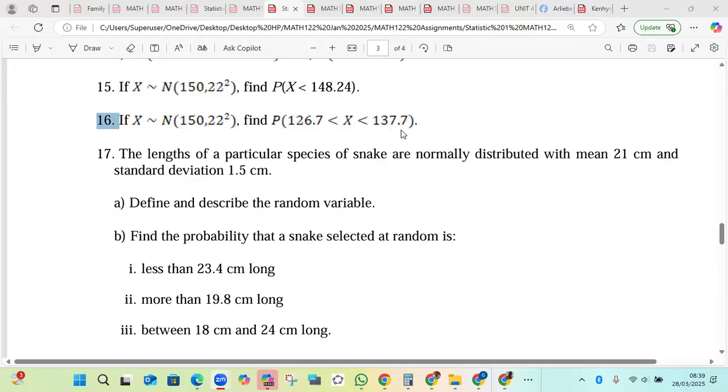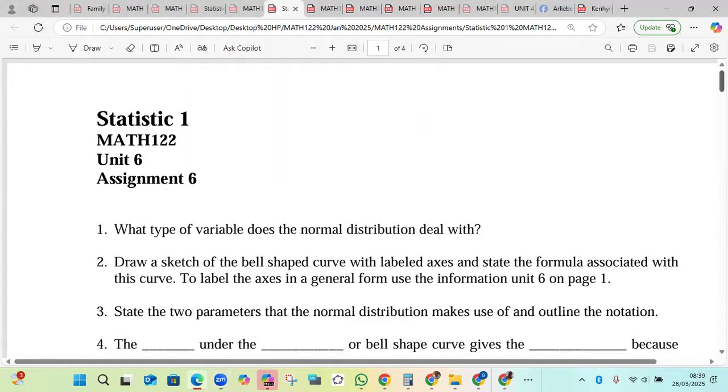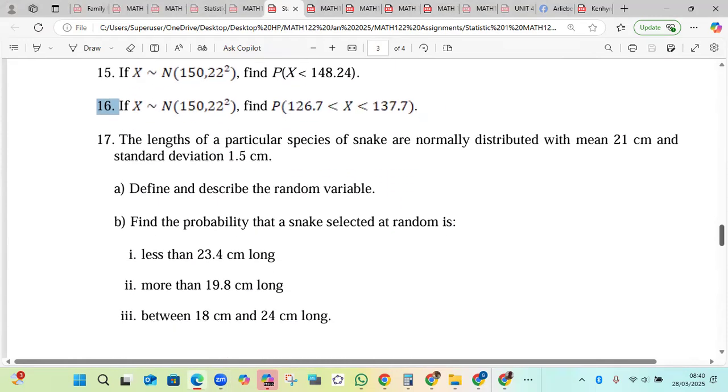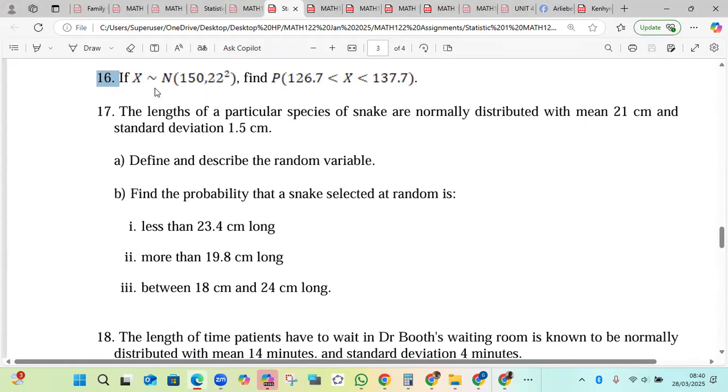In this video, we are going to explain number 16 of the Math 1 to 2, Statistics 1, Unit 6, Assignment 6, number 16. It says, if a random variable x approximates a normal distribution with a mean of 150 and a variance of 22 squared, find the probability that x is greater than 126.7 and less than 137.7.